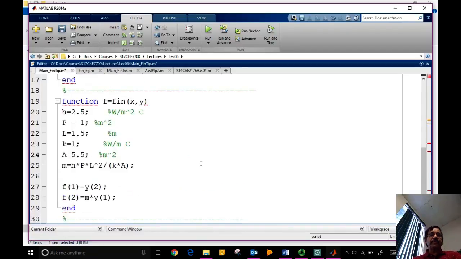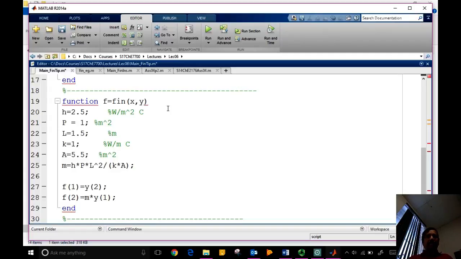Position it so that you can see all of them. Okay, so function f equals fin xy. x is the independent variable, y is the vector of dependent variables. Y has two elements in this case, y1 and y2. Y1 is theta, y2 is theta prime.